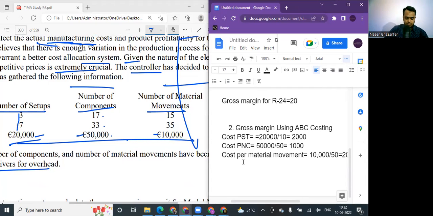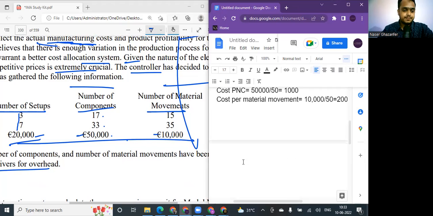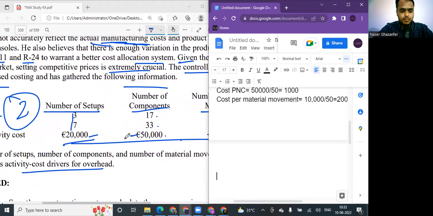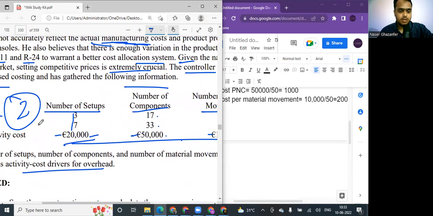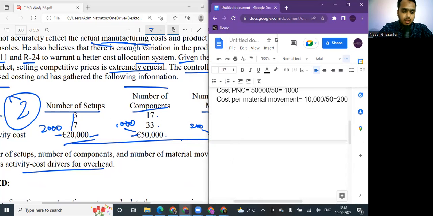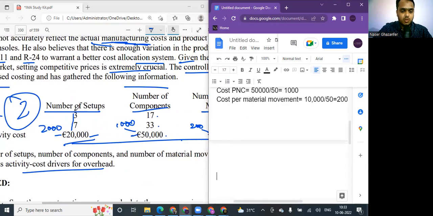Now what I can go forward with is actually doing it per unit. I can have the variable cost there. So now let us just see here. For this, I have how much? For this, it is 2,000 per unit. This one is 1,000 per unit. And this one is 200 per unit. Now I have to find out for my M11 and R24. So M11 is the top one. R24 is the bottom one.